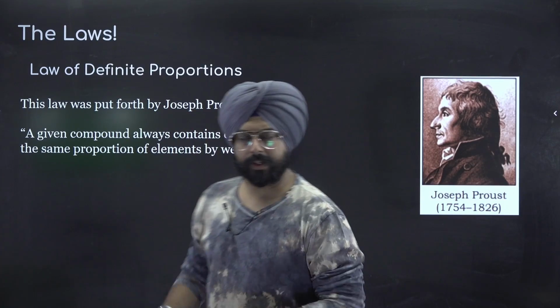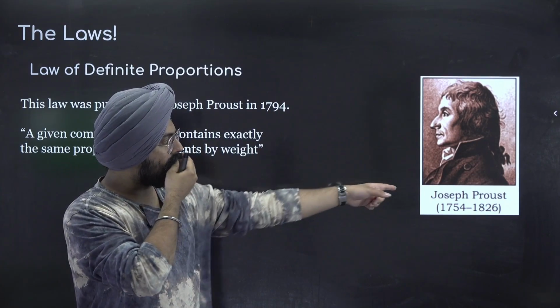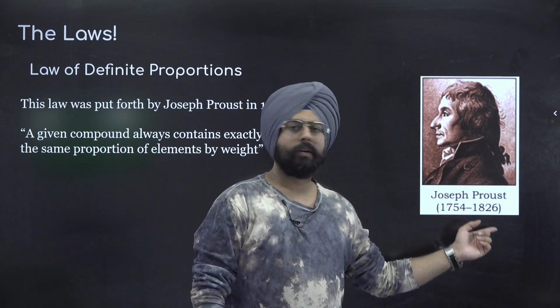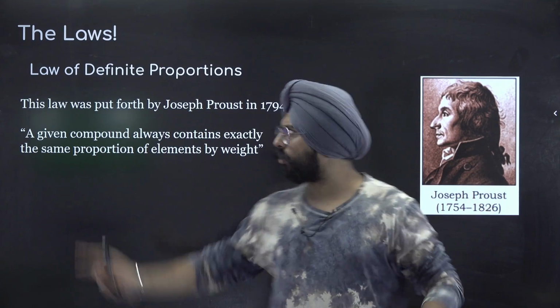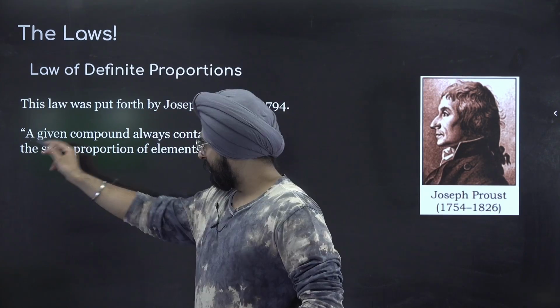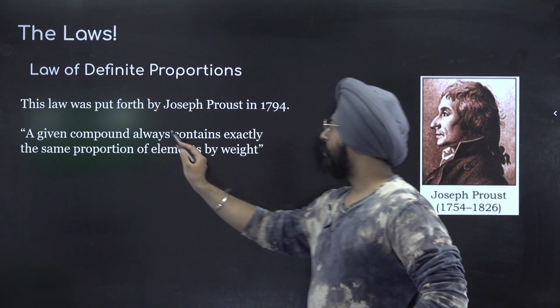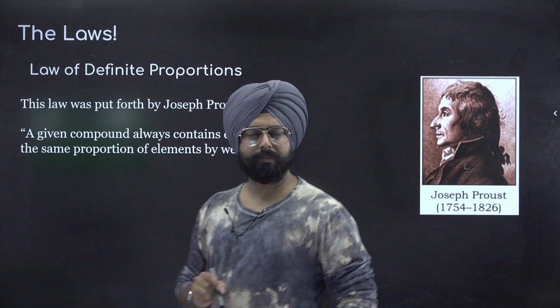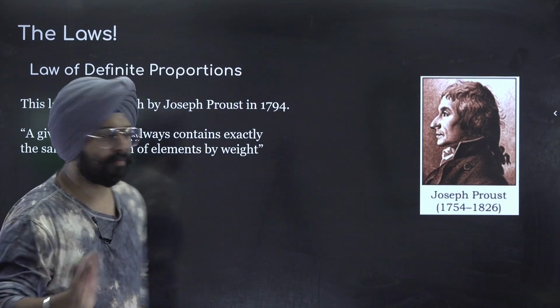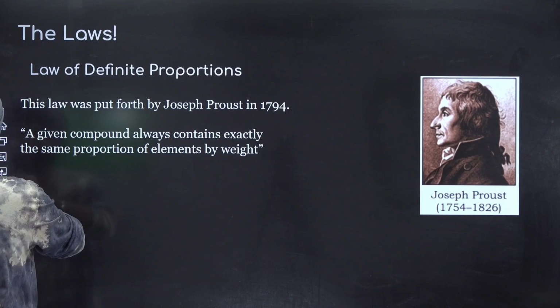Fine. This is also very simple. I'm sure you've done it in earlier classes, given by Joseph Proust. Fine. This is the guy who gave this law in 1794. A given compound always contains exactly the same proportion of elements by weight. What does this mean? I'll explain it with a very simple example.